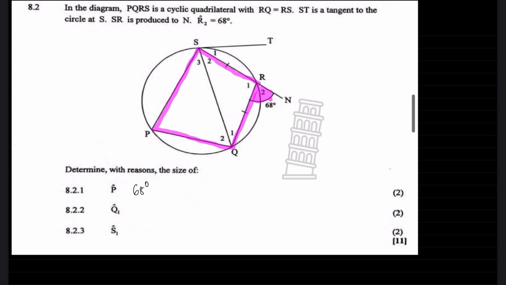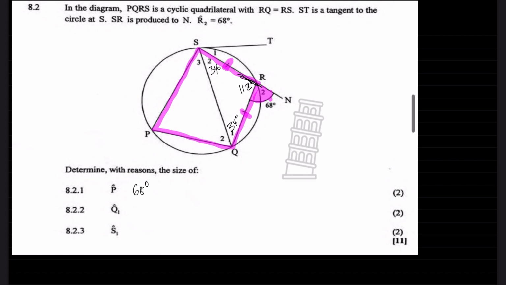Okay, so Q1 we can work out quite easily because remember that is a straight line, which means that R1 is going to equal 180 minus 68. So that's 112. And since this line is equal to this line, it means that these angles are going to be equal. So we can work them out. So 180 minus 112, then divide that by 2. That means this is going to be 34 degrees and this is going to be 34 degrees.